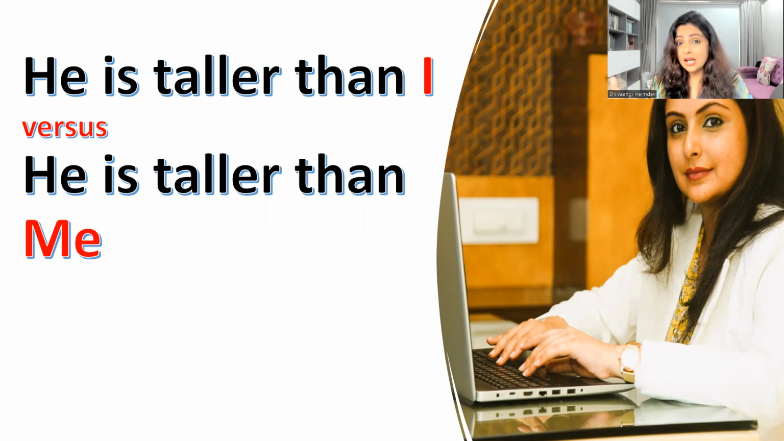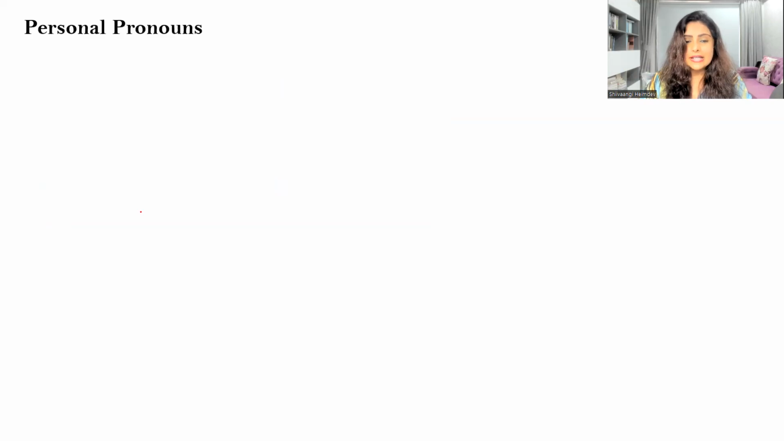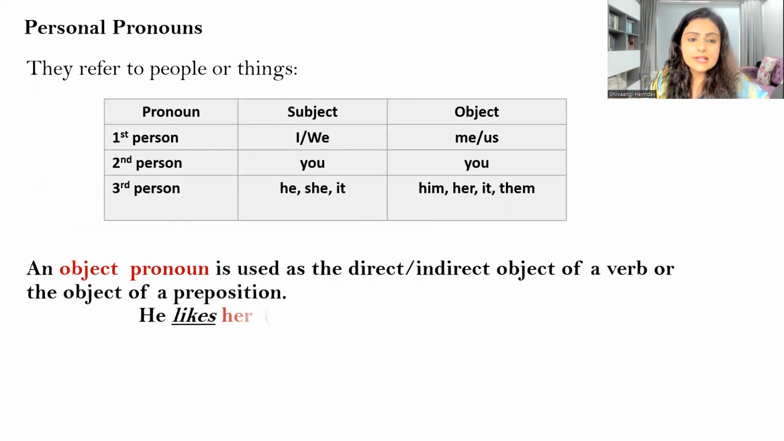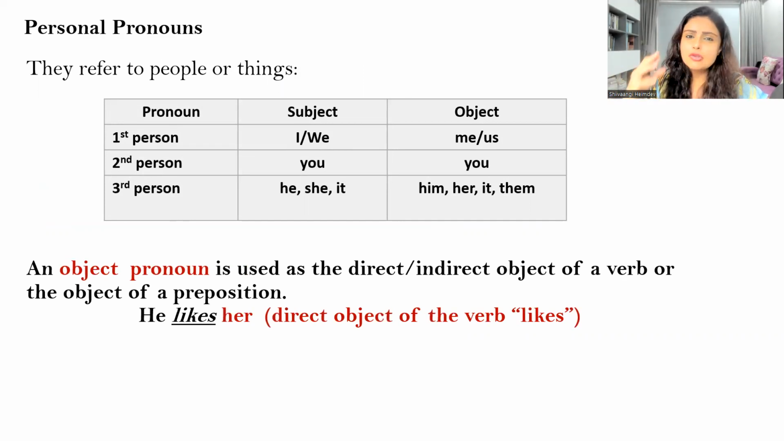He is taller than I versus he is taller than me. What is correct? Friends, the very first thing that we need to understand before we jump to a conclusion about what is correct and what is incorrect is what personal pronouns are. In the last video also, I have thrown some light on this, but just to recapitulate: pronouns that refer to people or things are personal pronouns.